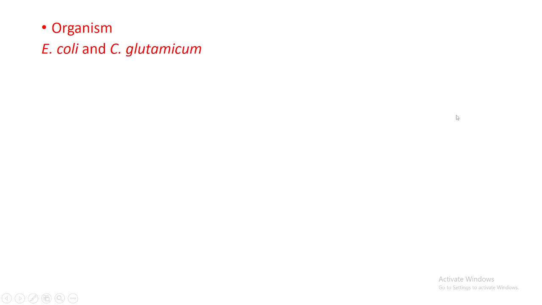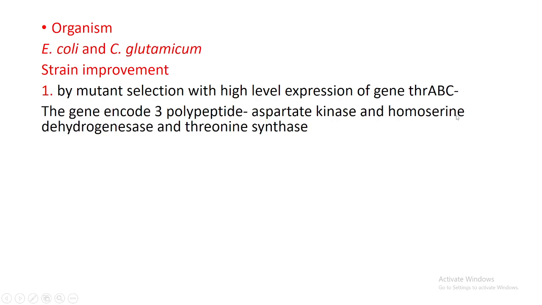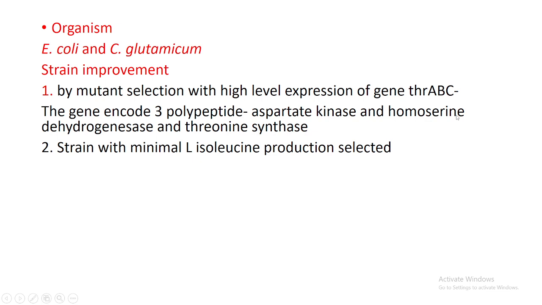The organisms used are E. coli and Corynebacterium glutamicum. Strain improvement has been done. Mutants with high level expression of the thrABC gene have been selected. This particular gene codes for three polypeptides: aspartate kinase, homoserine dehydrogenase, and threonine synthase. All three enzymes are involved in the threonine biosynthetic pathway that we have seen earlier. Then a strain with minimal L-isoleucine production is selected so that whatever threonine you have, it stays.